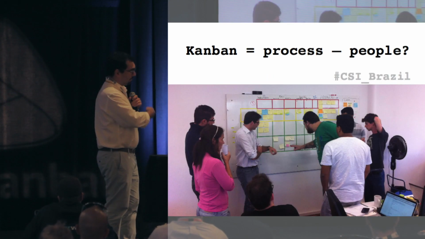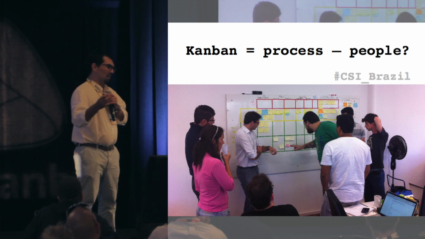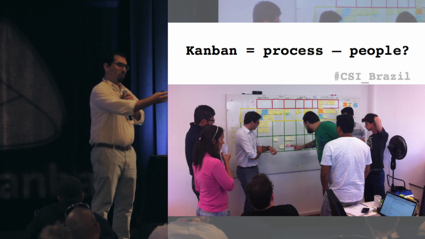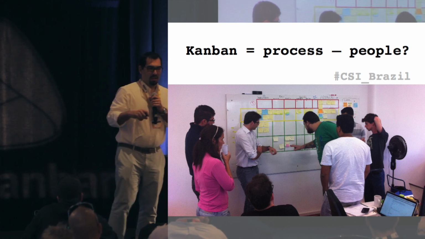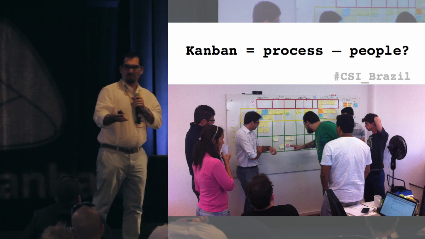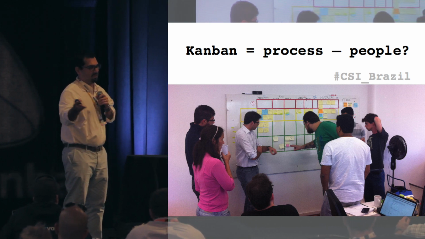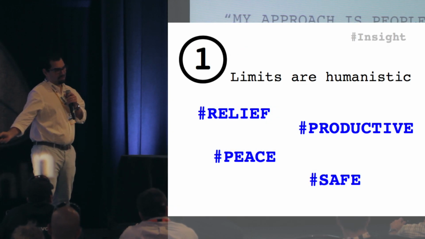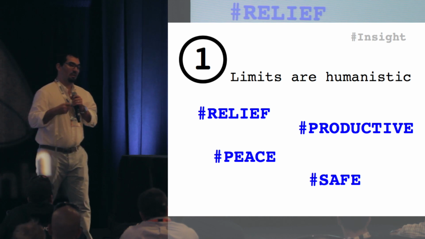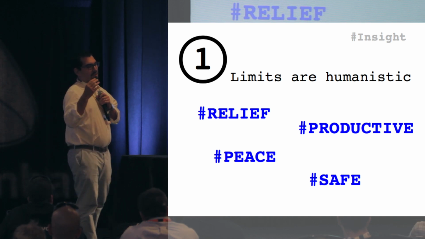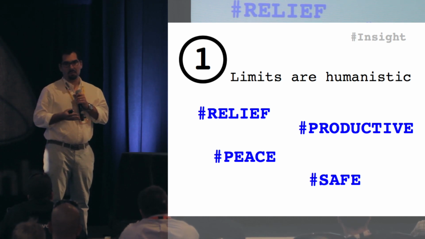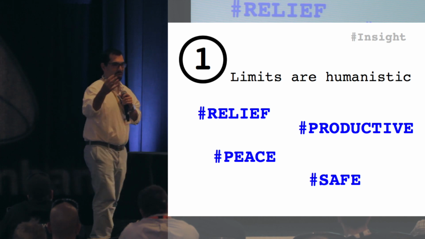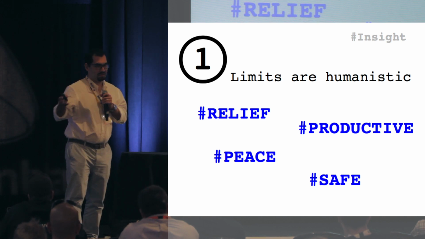And when I heard this bold claim that Kanban is not people-centric or this kind of stuff, my first move was to talk to my teams, to talk to my clients, okay? And I asked them, do you feel that Kanban is not human-centric to some extent? And they said, no, this claim doesn't make any sense because the first thing that they said was something like, WIP limits are humanistic, okay? And the words that they used to describe it, something like this, well, relief, productive, and peace, and this kind of stuff, okay?